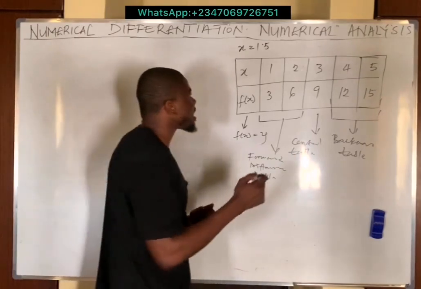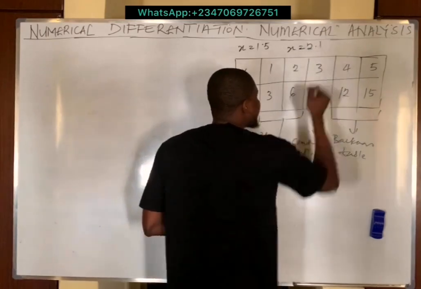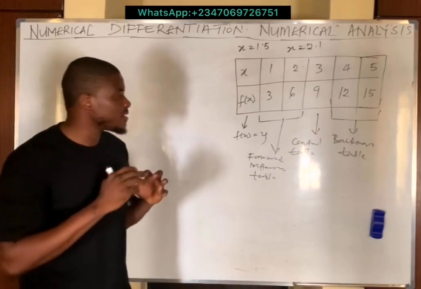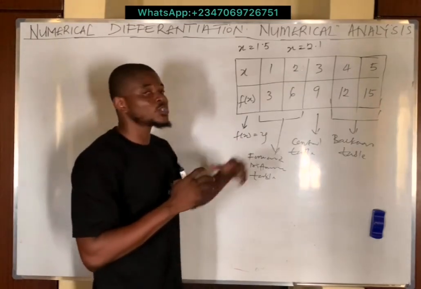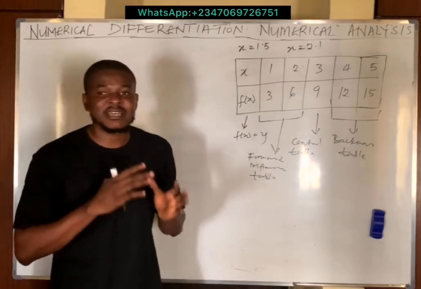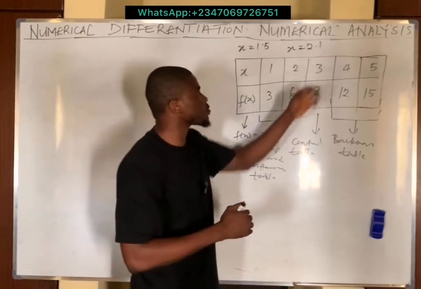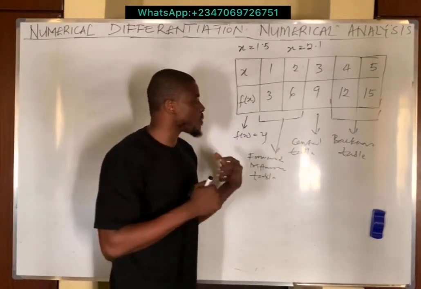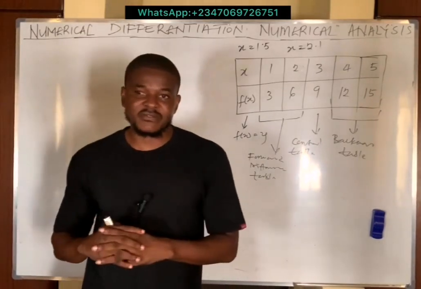Now, let's say you're asked to approximate when x is equal to 2.1. It is very important at this point for you to understand that the forward difference table ends at 2. So anything beyond 2 means it has now started entering into the central table. If x is 2.1, it means it has passed 2 and is now approaching 3. In that case, we are going to be using the central difference formula to approximate that derivative.